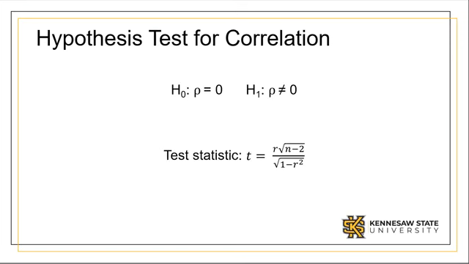If the magnitude of the test statistic is greater than the magnitude of the critical statistic, we will reject the null hypothesis. The critical t statistic is based on the alpha, 1 minus the confidence level, and the degrees of freedom, n minus 2.